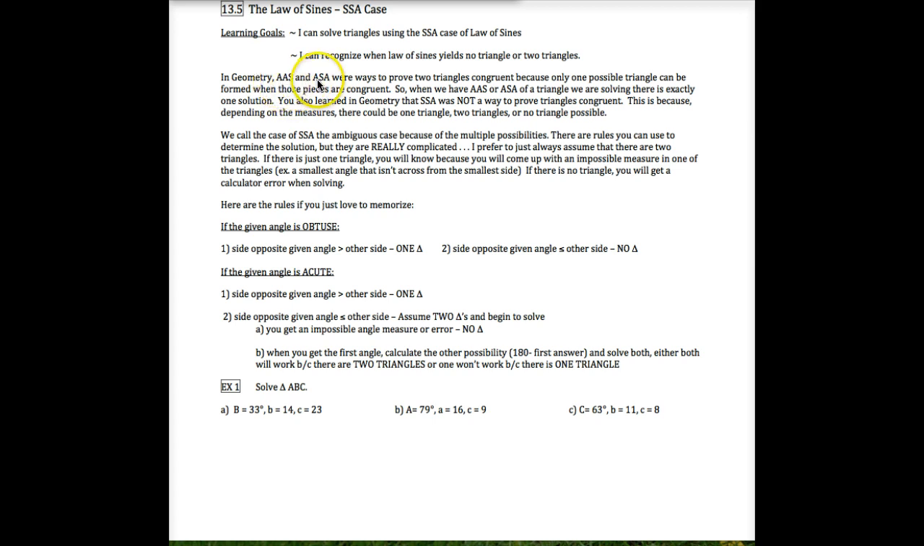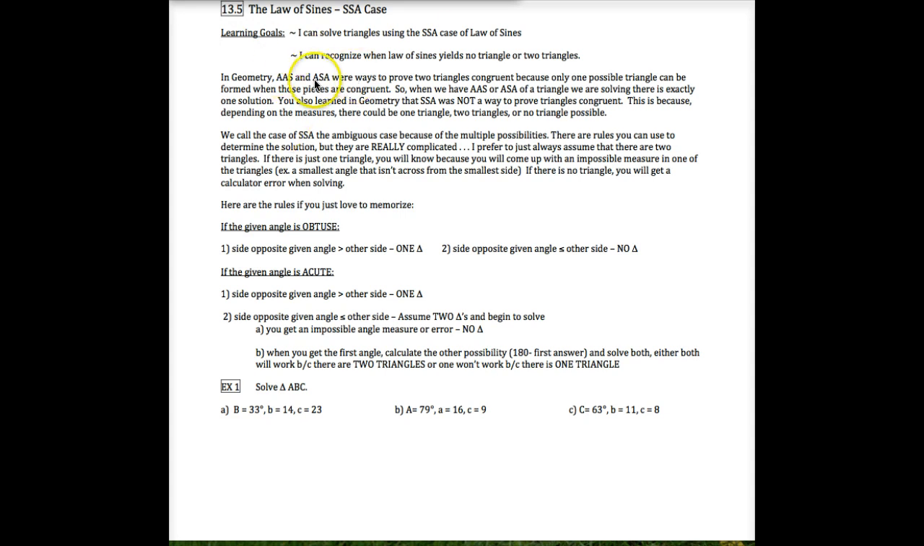and angle, side, angle as two different ways to prove that two triangles were congruent. And the reason why you were allowed to use this is because there's only one possible triangle that can be formed. If I have a very specific sized angle, another very specific sized angle right next to it, and the side right after that, a specified length, there's only one way to connect the dots to form a triangle.